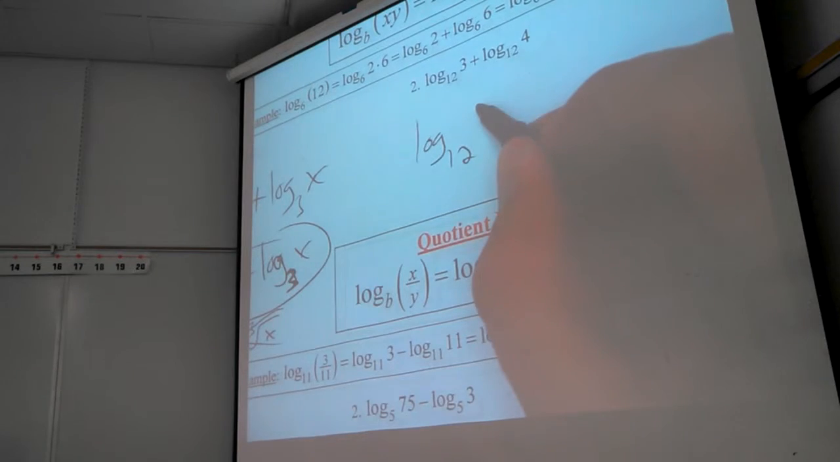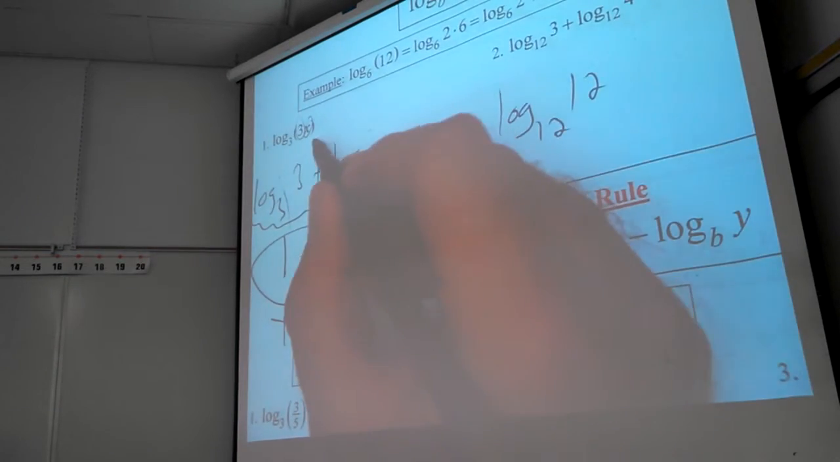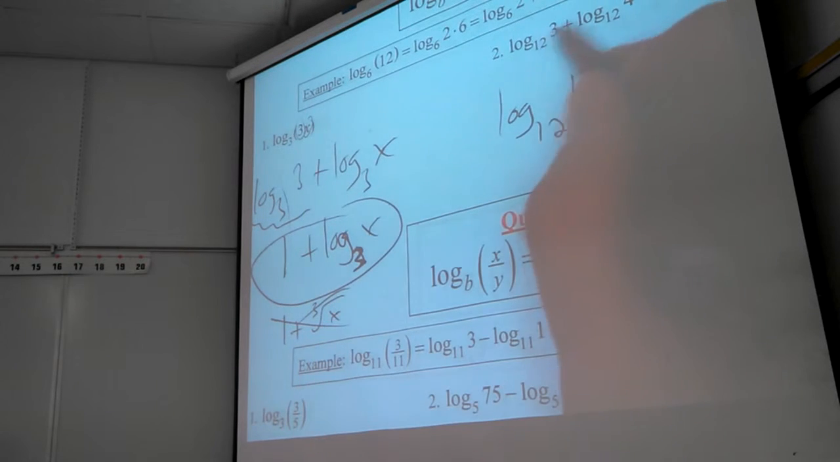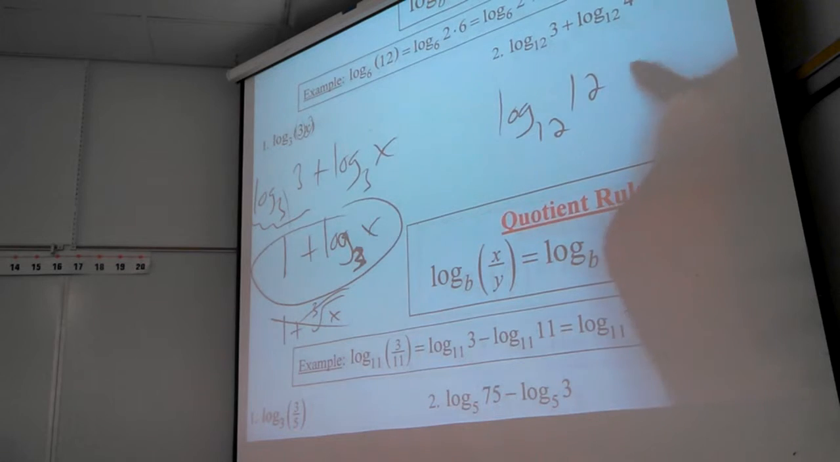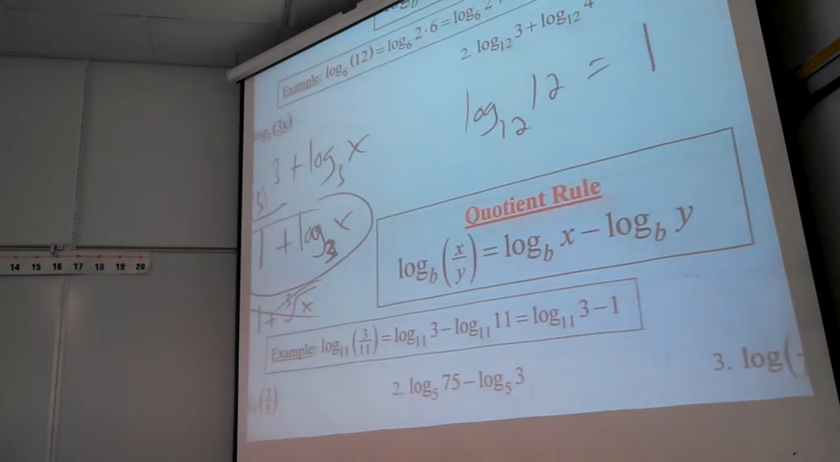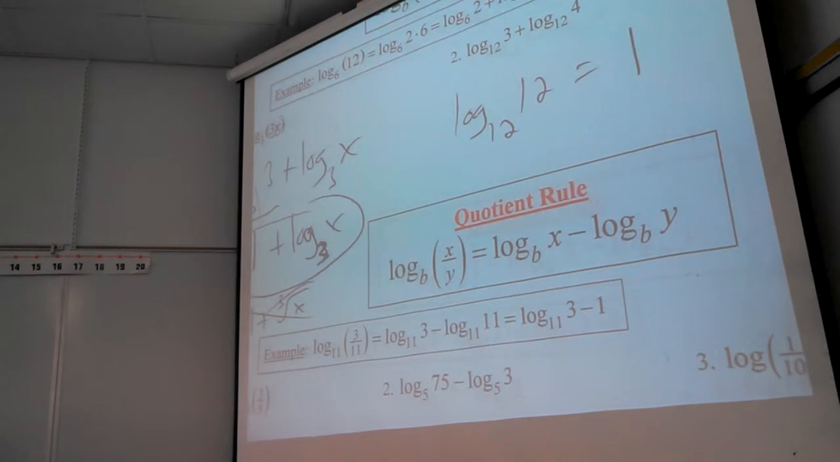Yeah, log base 12 of 12. So you see how these are the opposite directions? This started with a product and I broke it up. This started with a sum and then I put them back together. Right? So log base 12 of 12 is 1 because 12 to the first power is 12.